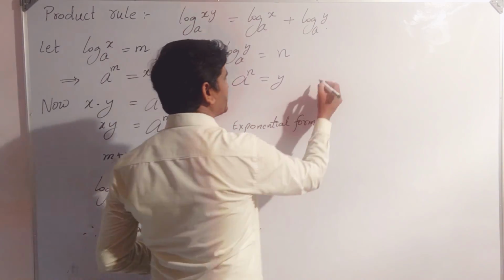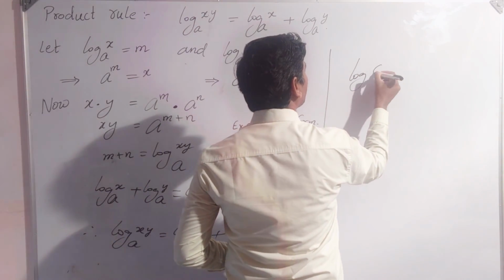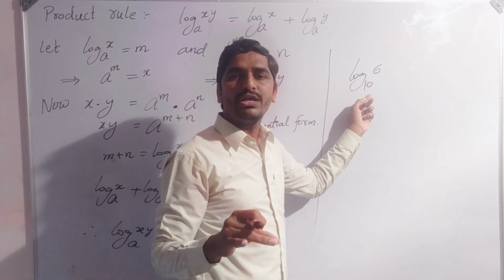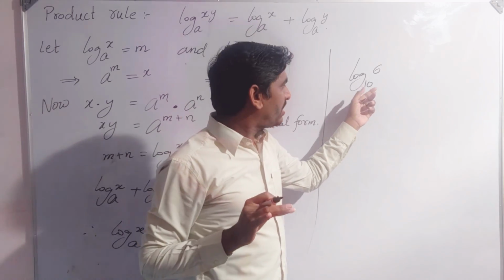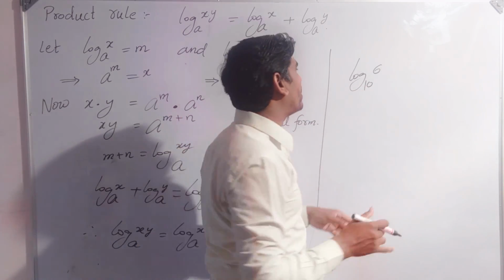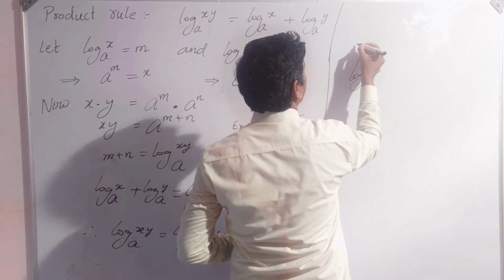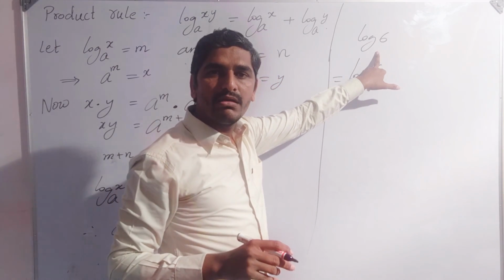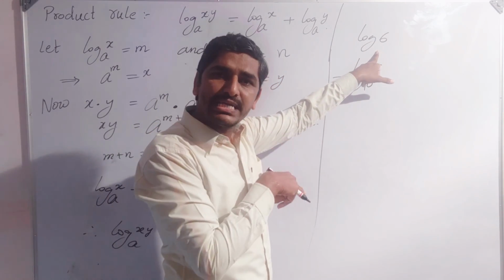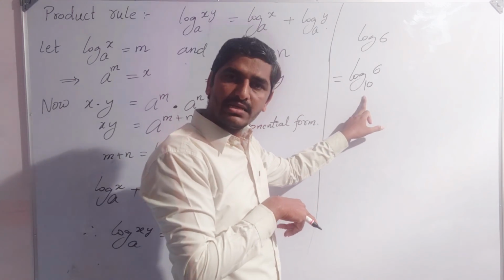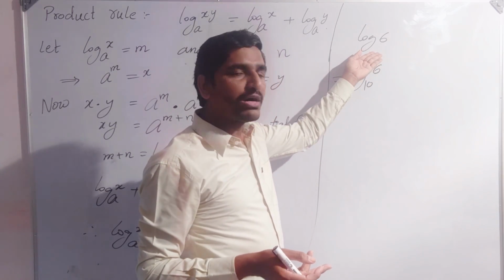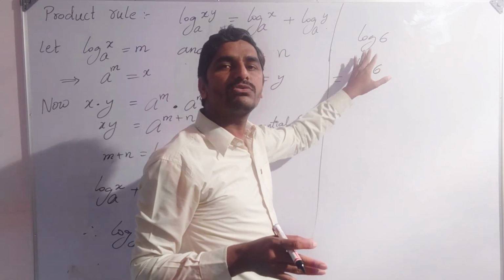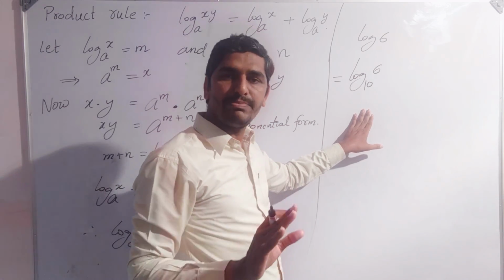Example we can write for this. For example, logarithm of 6. The logarithms which have base 10 are called common logarithms. We write log 6 also; simply we can write logarithm of 6. If there is no base, then it is considered as base 10. Without base 10 or with base 10, both represent the same. If there is no base, we have to consider 10 as its base.